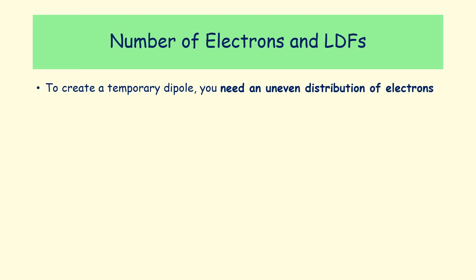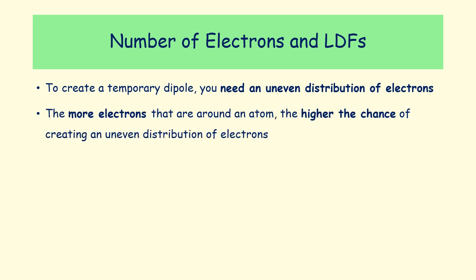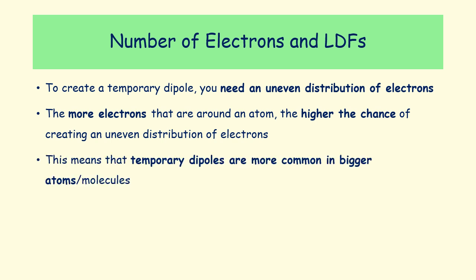Now, as we said, the number of electrons in an atom or molecule affects the London dispersion forces. That is because in order to create your temporary dipole, you need to have an uneven distribution of electrons. The more electrons an atom or molecule has, the more easily you can create an uneven distribution of electrons, the higher the probability there is. And this means that as molecules get bigger and bigger, these temporary dipoles get more common. And therefore, you're going to have stronger or more frequent or a higher number of London dispersion forces in bigger molecules compared to smaller molecules.